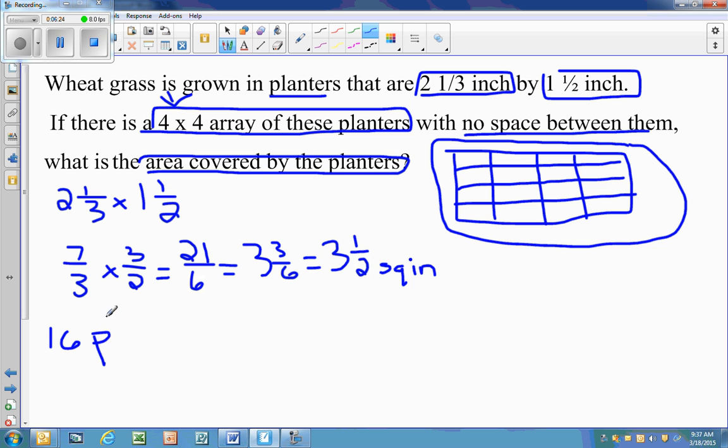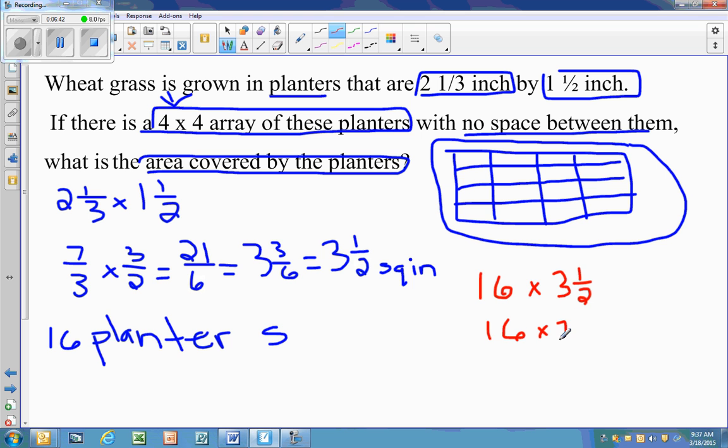So I have 16 planters, and each of them has an area of 3 1/2. So what I'm going to do is take my 16 and multiply it by 3 1/2 to see the area of the whole entire thing. In order to do that, once again, I need to change things into improper fractions. So it's 7/2. Now I'm going to multiply 16 times 7 to start. And I'm going to end up with 112 halves.